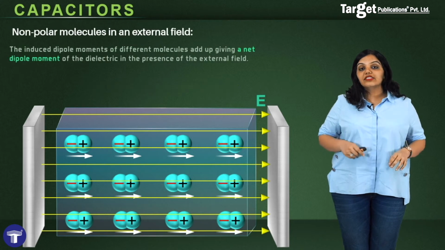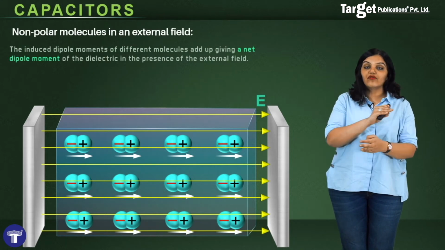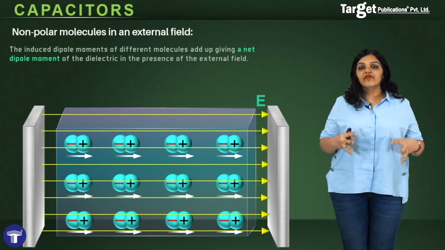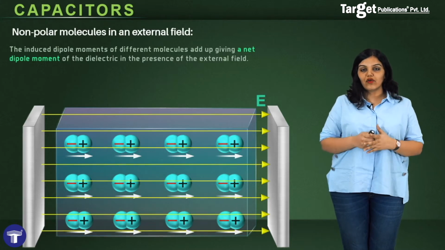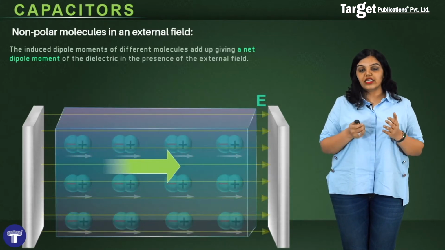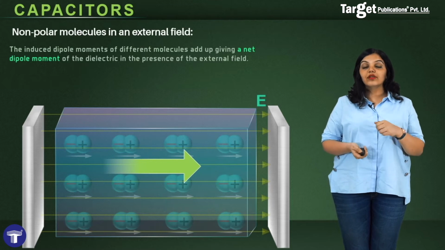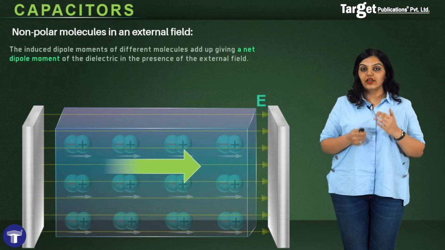Okay. Finally, we say that all these induced dipole moments of all the molecules will all add up to give me a net final dipole moment of the dielectric in the presence of the external field, and this dipole moment will be in the direction of the external field.